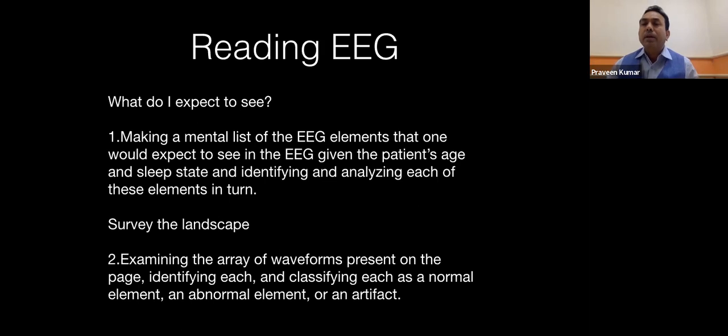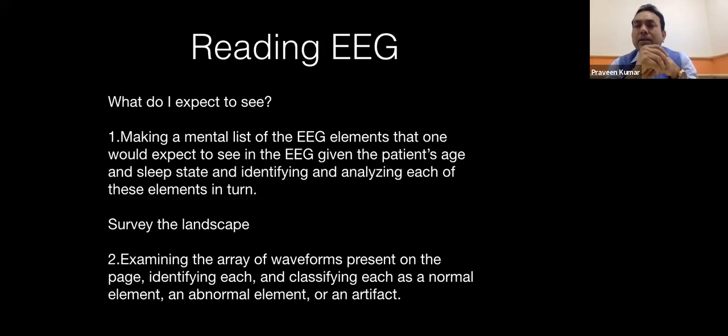Either you make a mental list of your elements, like you know from the history, from the requisition, this is a 10-year-old, apparently healthy child, and I'm going to see an EEG which has both awake and sleep record. So you've got a mental picture of a 10-year-old child in wakefulness. You are going to see, as we discussed, the alpha waves posteriorly, and when you go into sleep, you're going to see more slower waves, the theta and delta waves, along with the sleep features. So you go with a mental picture of what you're going to see, and if you're finding anything missing or anything extra, then it may be something which has to be looked for. That is one way of looking at the EEG.